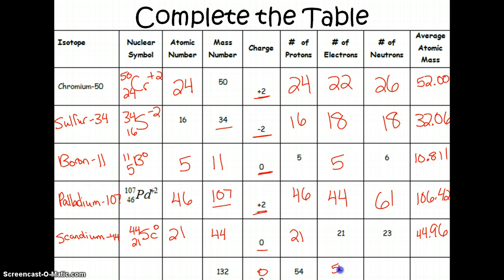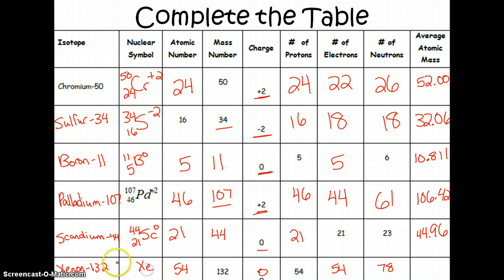And last, we have a mass of 132, 54 protons, and 0 is the charge. So our electrons is the same. 132 minus the protons is 78, that's the number of neutrons. And this is element 54, which is xenon.